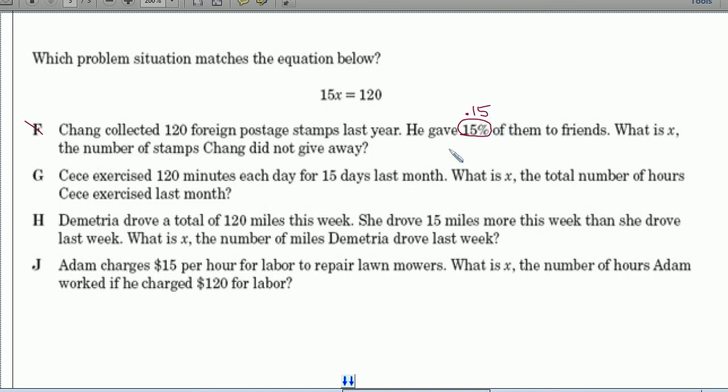Actually, this is not even right because he's giving stuff away, right? Let's see, where is it? What is X, the number of stamps he did not give away? So if you're giving stuff away, that means you're subtracting, and there is no subtraction here.